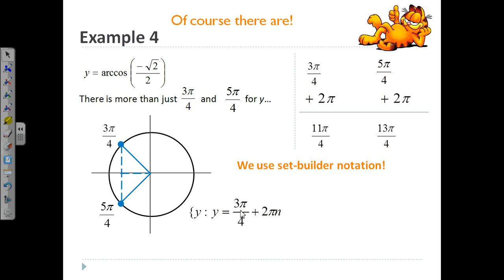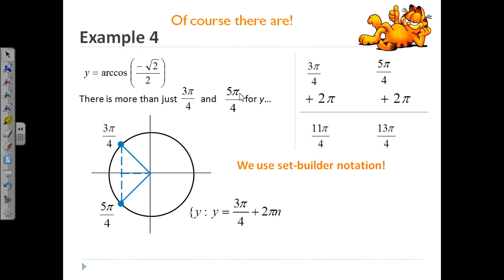y equals 3 pi over 4. But then we add 2 pi times n. And n represents how many rotations we're doing. So if we have 1 rotation, n is 1. If there's 3 rotations, n is 3. If we have 2 negative rotations, n is negative 2. Okay, so there's one answer.